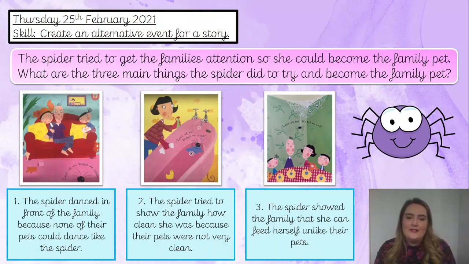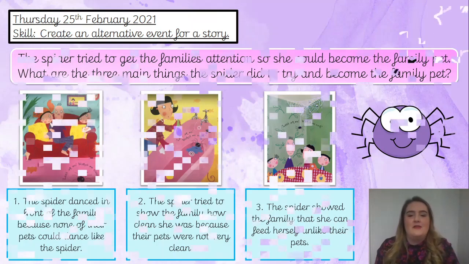We had lots in the story, didn't we? And they threw the spider outside. So these are the 3 main things the spider did to try and show the family that she would make a really good pet, far better than the pets they already had. So they've already got the cat and the dog, haven't they?